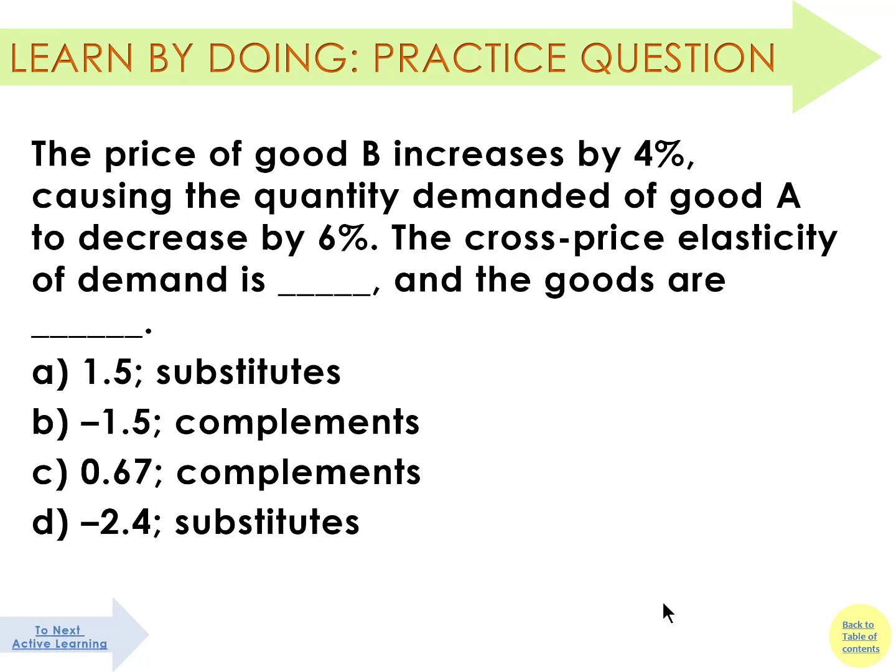Let's check in on a question. I'll read it. You can pause it, work the problem, and then I'll share the answer. The price of good B increases by 4%, causing the quantity demanded of good A to decrease by 6%. The cross-price elasticity of demand is what, and the goods are what? So there's two things to think about here. One is calculating the coefficient, and the other is the sign of the coefficient. Go ahead and pause and work the problem, and then we'll share the answer.